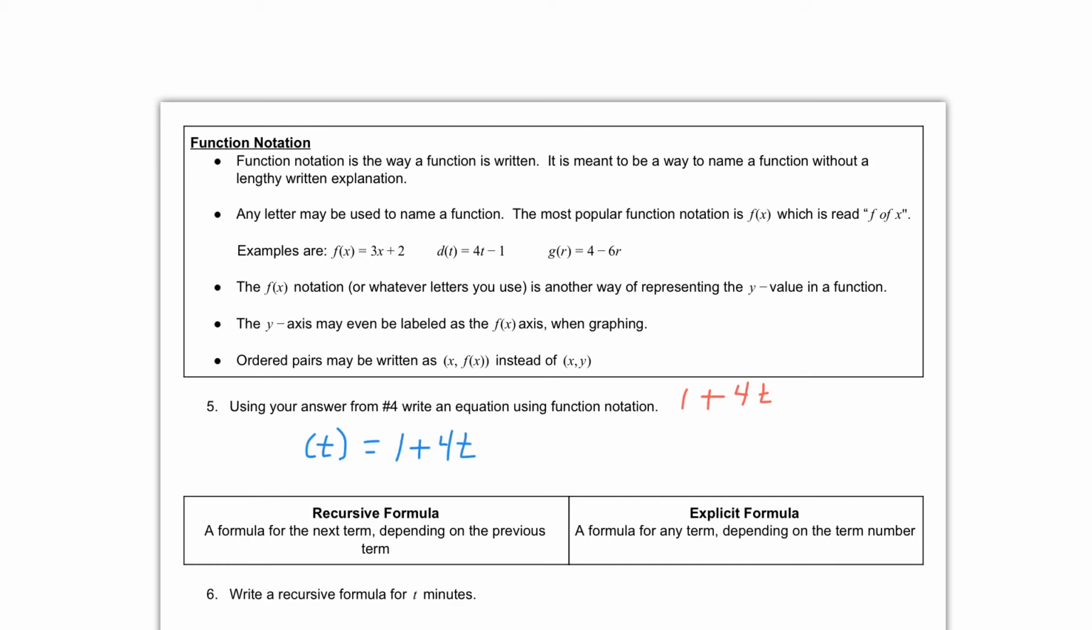The letter that we use in front of the parentheses with the t could be anything we want. Since we're talking about dots in this case, let's use d to represent dots. So we can label this as d of t equals 1 plus 4 times t, where t represents the number of minutes and d of t represents the number of dots. And we can write that down just so we remember what everything stands for. So t represents the number of minutes, and d of t represents the number of dots.